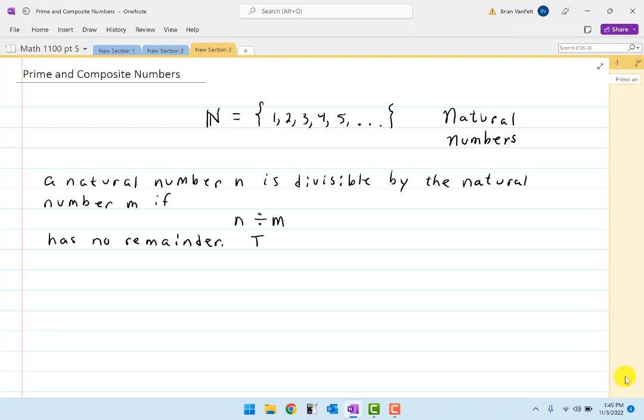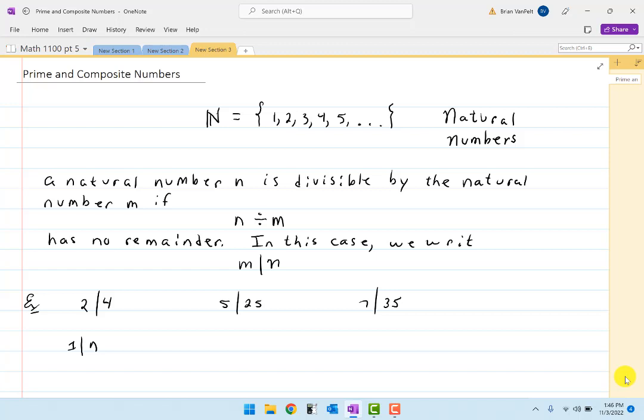In this case, we write m bar n. As some examples, we would write 2 bar 4 because 2 divides evenly into 4, 5 bar 25, 7 bar 35, etc. Notice, no matter what, the number 1 goes into any number. So 1 always divides evenly into anything.